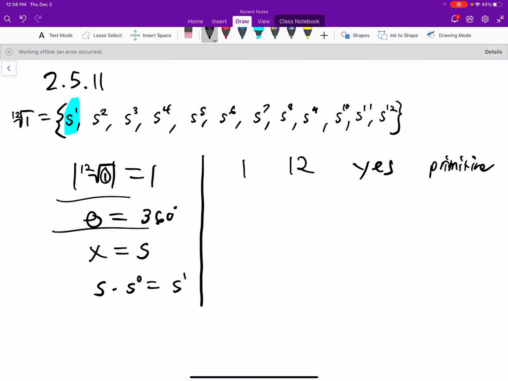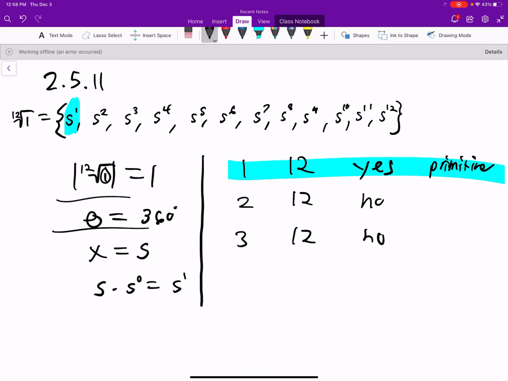And I totally suggest watching these two videos side by side. So first watch 2.5.9, then watch 2.5.11. All right, so now 2 and 12. No, so not primitive. All right, so 3 and 12. No, are they relatively prime? No. 4 and 12. No. 5 and 12. Yes. So we get a primitive element here.